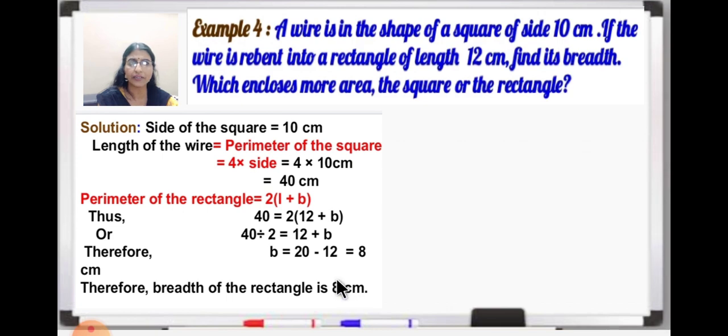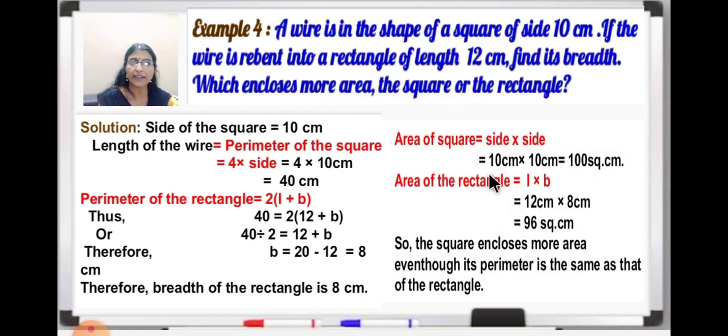Now we have to find out the area, because we have to find out the next part, which encloses more area, the square or the rectangle. So first we will find out the area of the square, which is side into side, or you can write side square, and you know each side is 10 cm. So 10 into 10 will be 100 square centimeter. And then we'll find out the area of the rectangle. And area of the rectangle is length into breadth. Length is given 12 and breadth just now we have calculated 8.